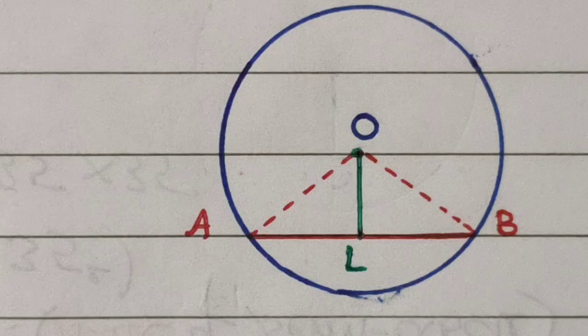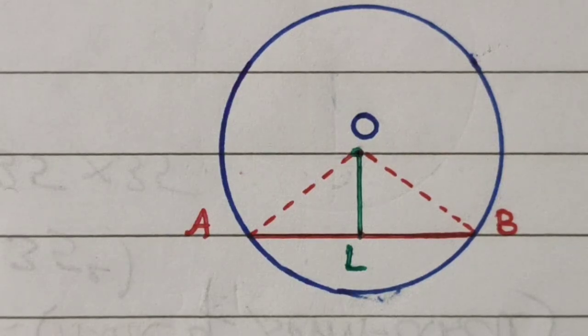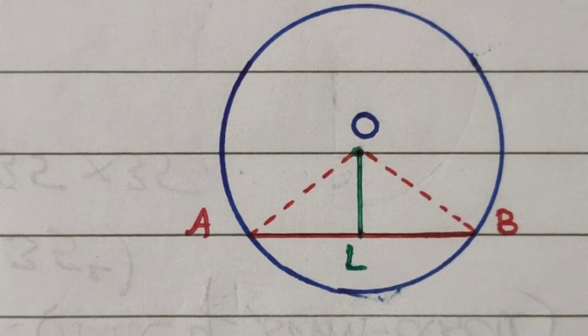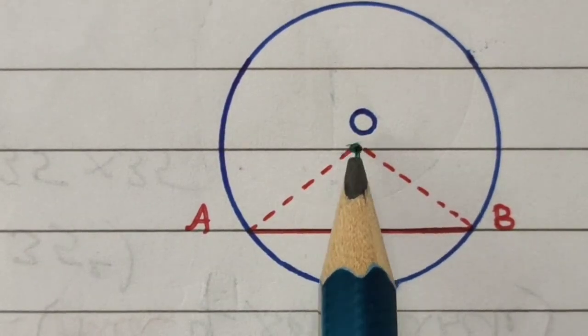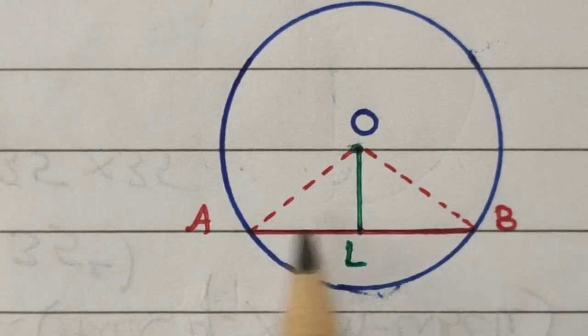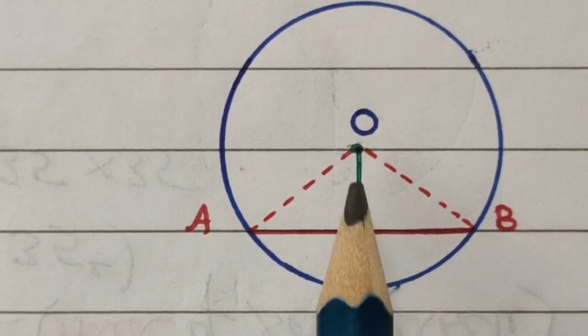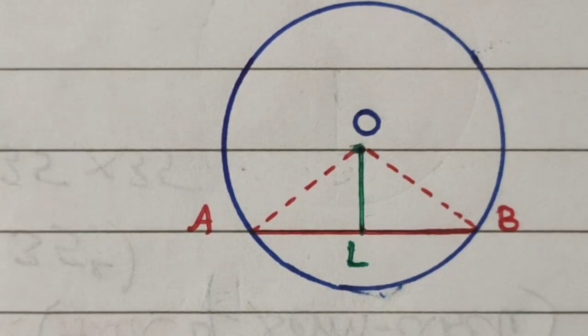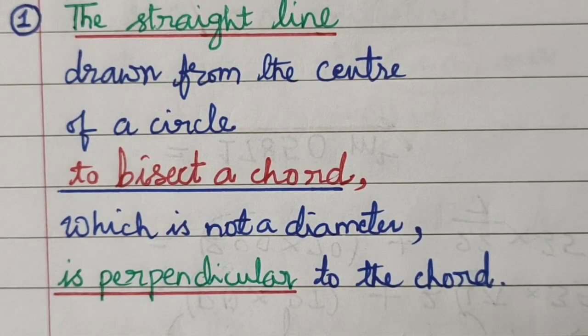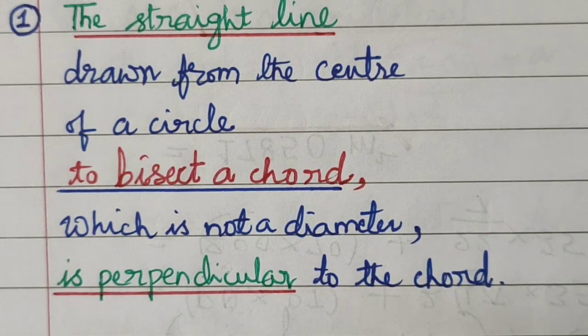Properties of a circle. The straight line drawn from the center of a circle to bisect a chord which is not a diameter is perpendicular to the chord. The straight line drawn from center O to bisect this chord AB, which is not a diameter, is going to be perpendicular to this chord.